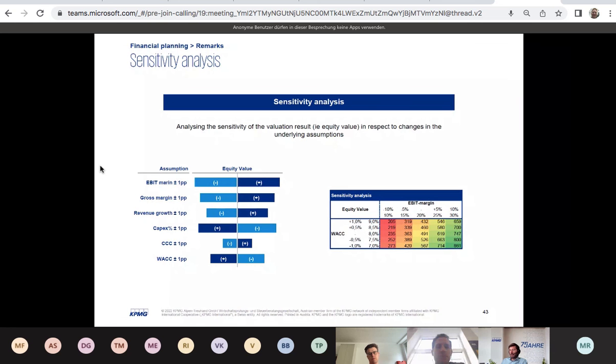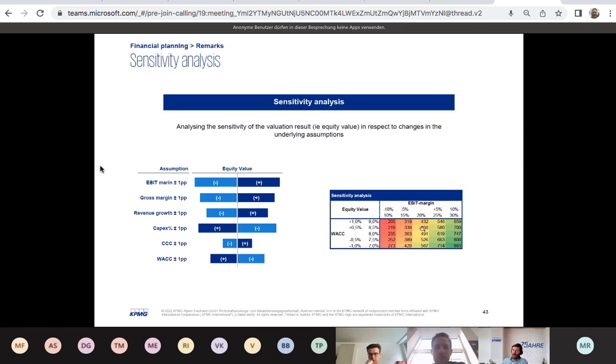So it's a quite often used tool to just show how certain parameters could affect your valuation result. And here, for example, we have a sensitivity analysis with changes in the WACC and in the EBIT margin, for example. In the base case, we would have an EBIT margin of 20% and a WACC of 8%.